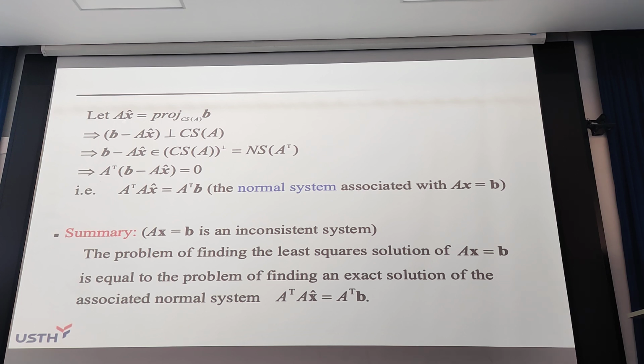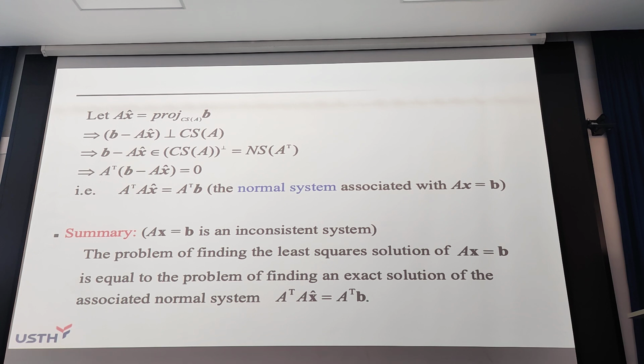Now, if I choose Ax hat to be the projection of b on the column space of A, remember that b does not belong to the column space of A, so b is staying outside of the column space of A. Now we project it orthogonally on the column space of A, and we call Ax hat to be that one. Then you will get that. In that case, obviously, Ax hat will be closest to the vector b.